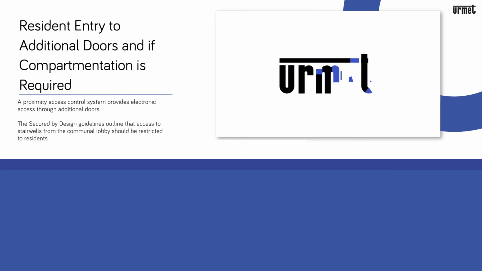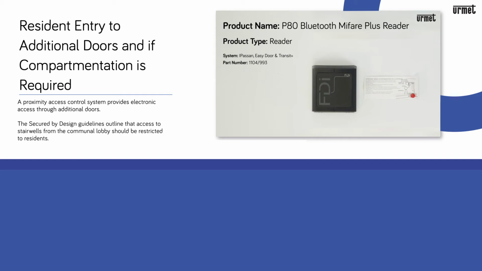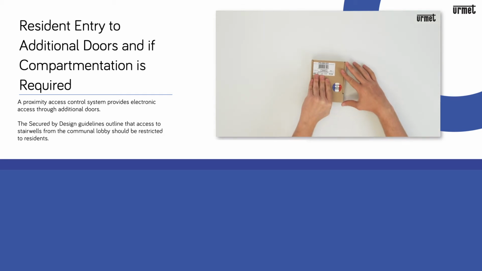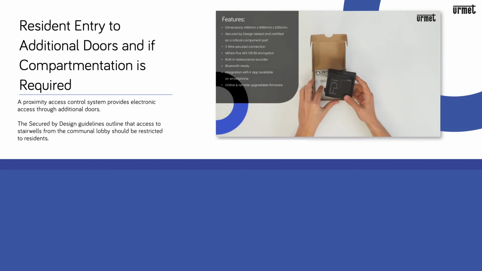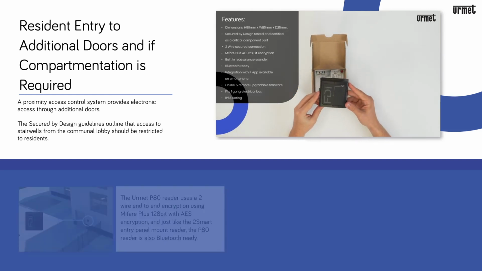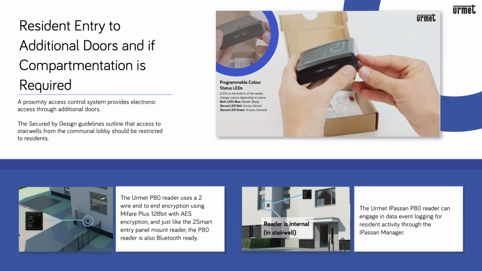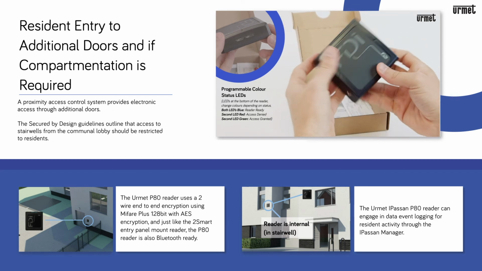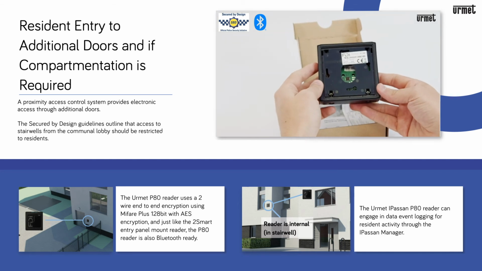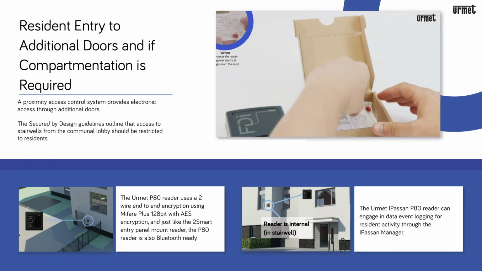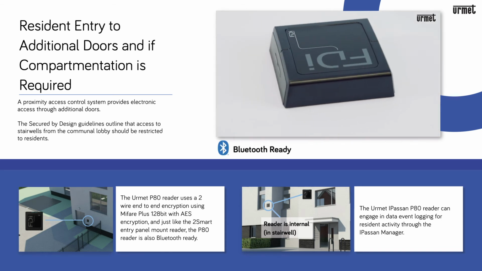A proximity access control system provides electronic access through additional doors. The Secured by Design guidelines outline that access to stairwells from the communal lobby should be restricted to residents. So, what's the Urmet solution? It's the iPerson P80 key fob reader, which comes as standard with a 2-wire end-to-end encryption using MIFARE Plus 128-bit with AES encryption. The iPerson system can be programmed with different access permissions to manage resident access through additional doors such as the stairwell, bike, and bin stores.